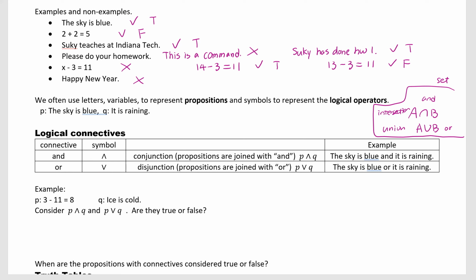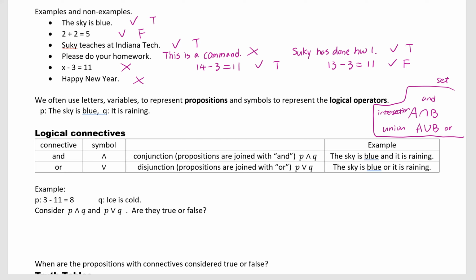And we say the and is a conjunction. Propositions are joined together with and. So we have P and Q. It means the sky is blue and it is raining. The or, we call it a disjunction. Propositions are joined with or. We have P or Q. The sky is blue or it is raining. Okay, so here are the two logical operators.